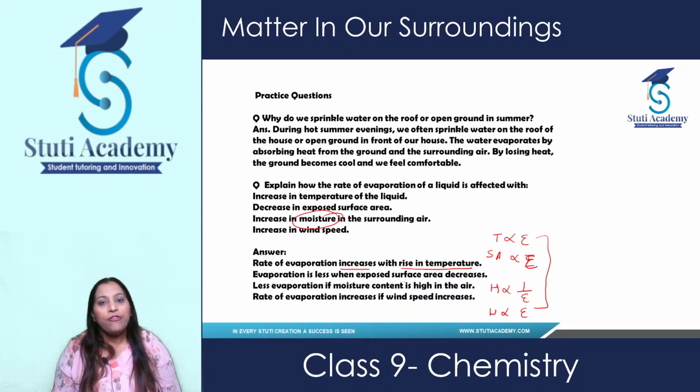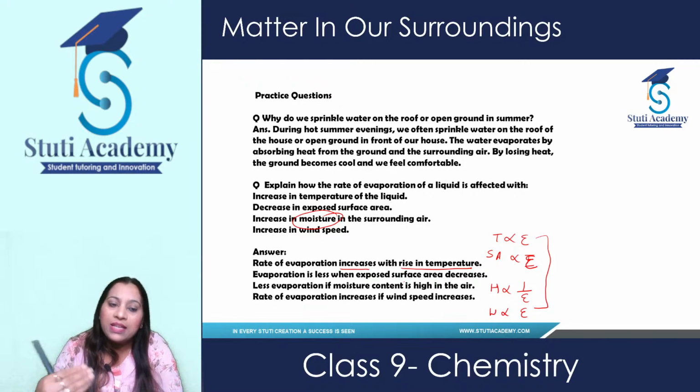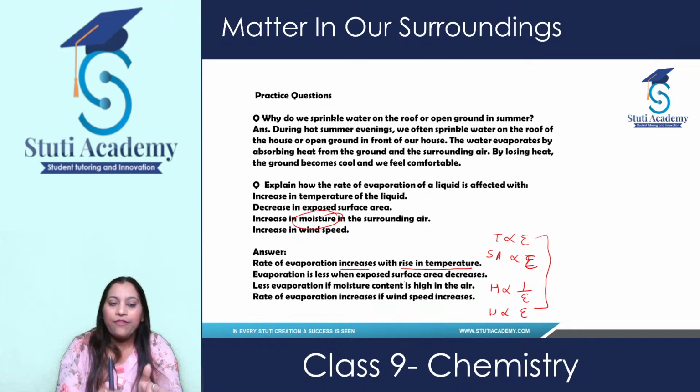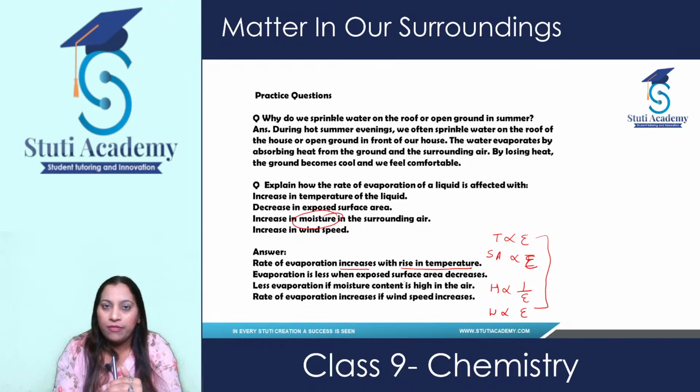Or explain how the rate of evaporation of a liquid is affected, and one or two factors might be asked, or all the factors. Or the question can be asked in this manner, like write all the factors, or name the factors, or explain the factors. So it depends on the question. Then only write down the answer accordingly. If the question demands explain the factors responsible for the rate of evaporation, then you have to explain all the factors. And if a question asks how temperature affects the rate of evaporation, then you have to explain only the temperature effect. So it can come in any form.